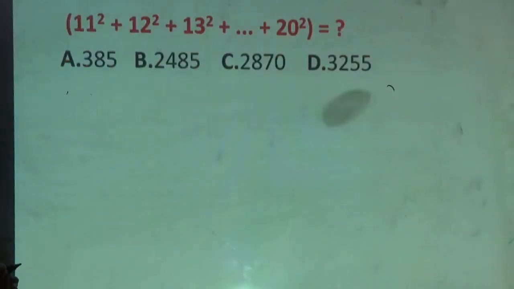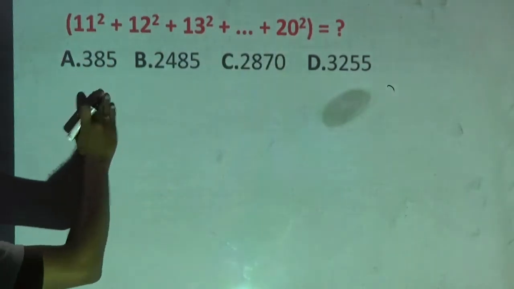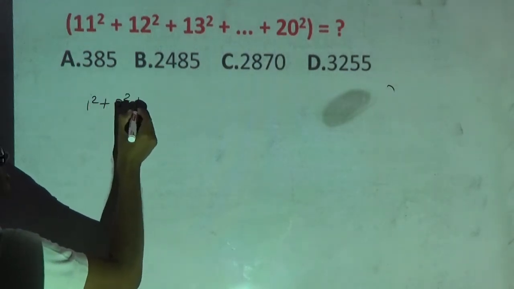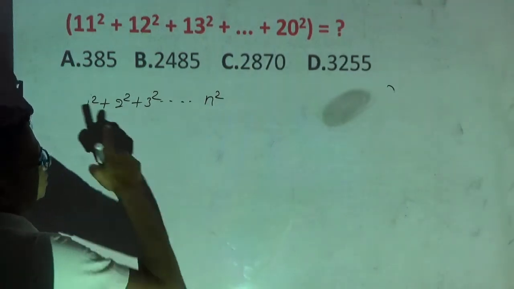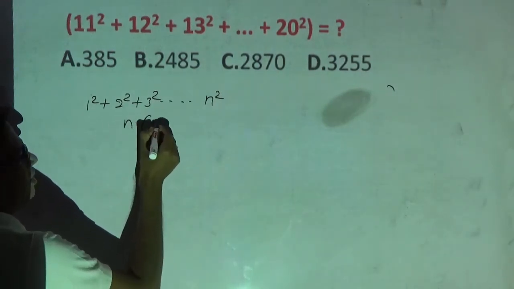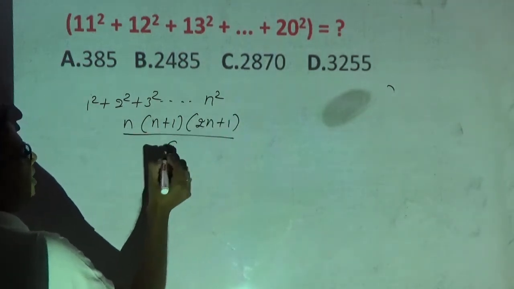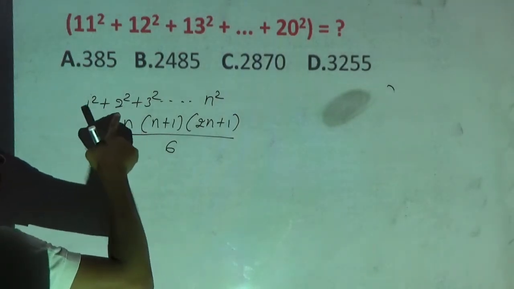The next problem they have given is 11 square plus 12 square plus 13 square up to 20 square, which I need to find. This is the squares of the natural numbers from 11 to 20. Now I know the formula. 1 square plus 2 square plus 3 square up to n square, that is the sum of squares of the first n natural numbers, is given by the formula n into n plus 1 into 2n plus 1 divided by 6. This is the formula for squares starting from 1 to n.